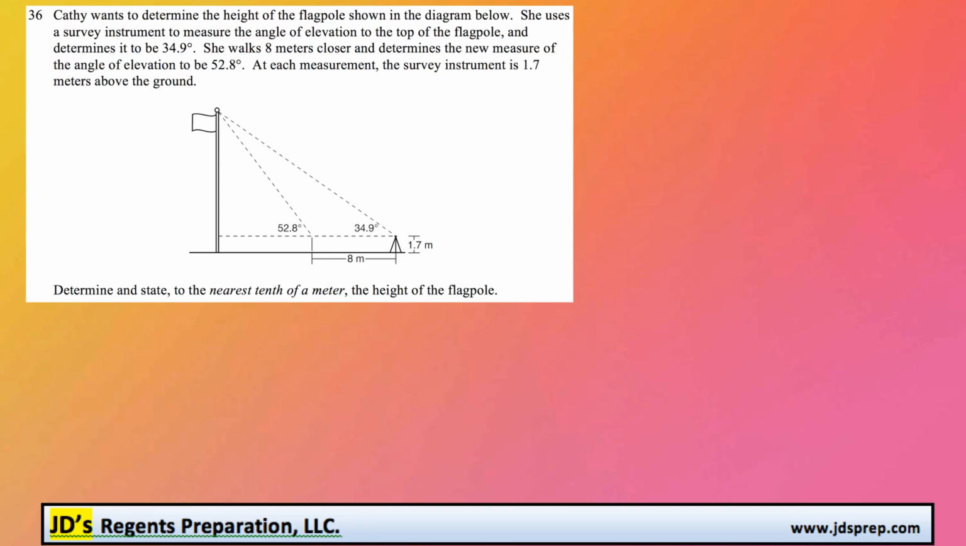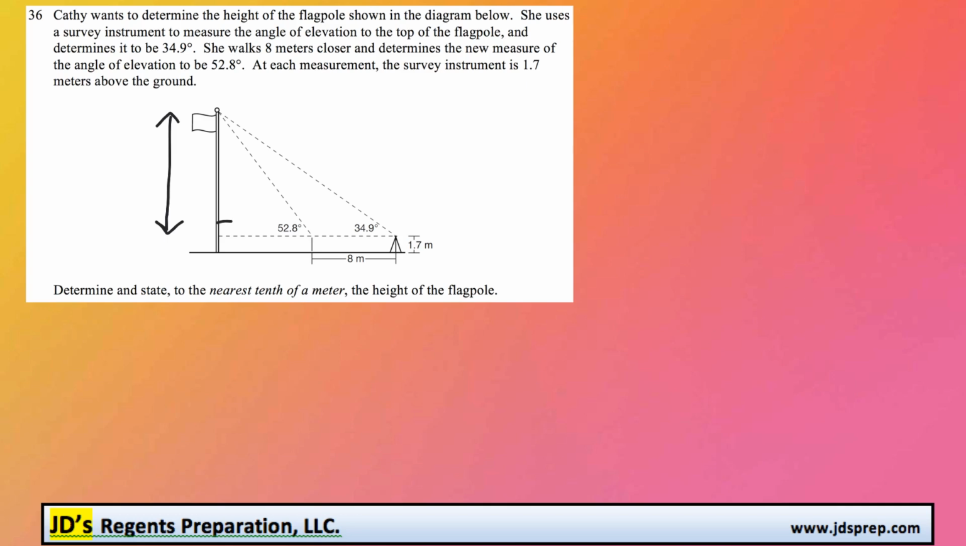Welcome to the last question, problem number 36 from the January 2016 Geometry Regents exam. This is a pretty lengthy question, so long story short, we are trying to find the height of this flagpole. You're going to be using some trig ratios to help us out.